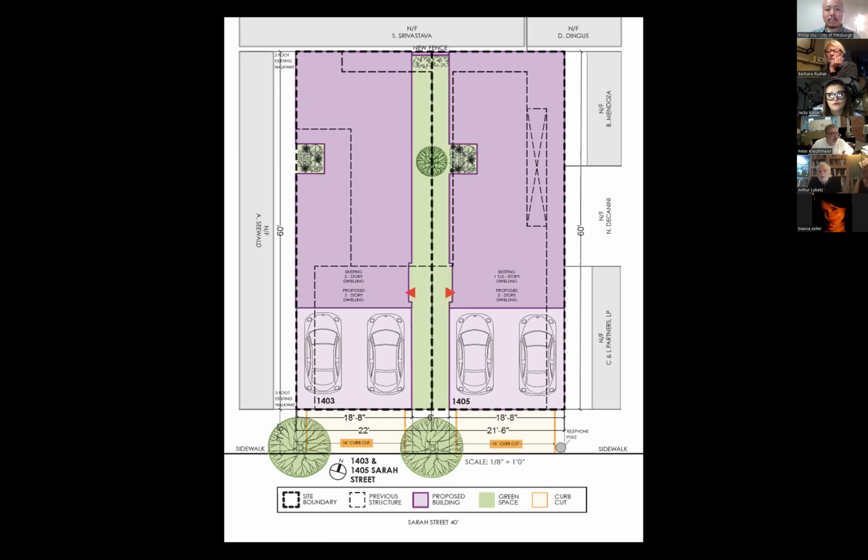Hi, Art. Peter Kreuzmeyer. You're sharing your screen, right? We're looking at your presentation. Do you have a survey that you can put on the screen? The survey shows the dashed line that we show on our drawing. It was done by Liatis Engineering.